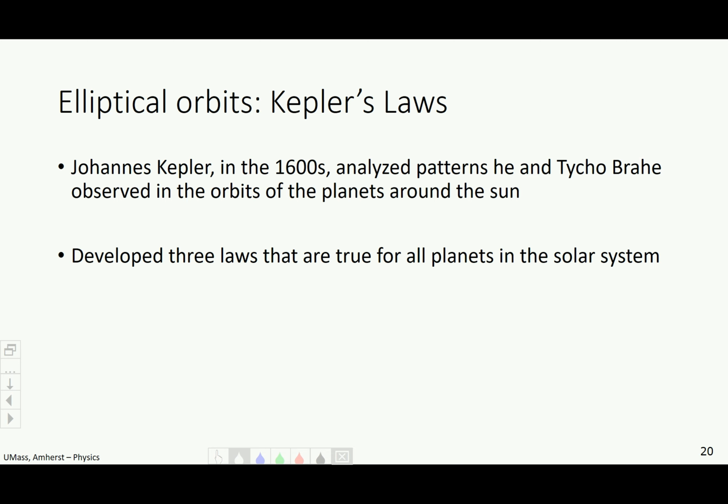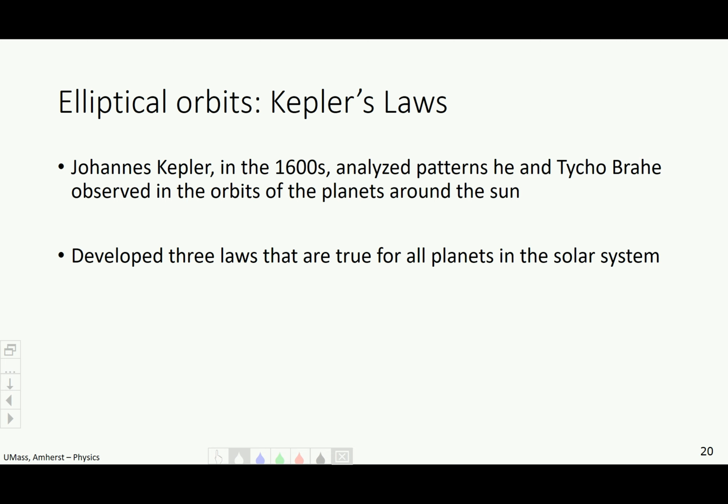This was before high-powered telescopes, or if memory serves, even any legitimate telescopes at all. They would just look up and they knew where the planets were, and they took very, very careful data, and they came up with these laws, which are very accurate, even way back in the 1600s. Real smart guys. They developed 3 laws that are true for all the planets in our solar system, and with some modifications, they are true for all orbits, period. No matter what. This is how orbits work.